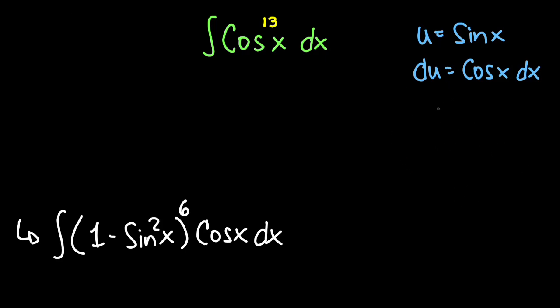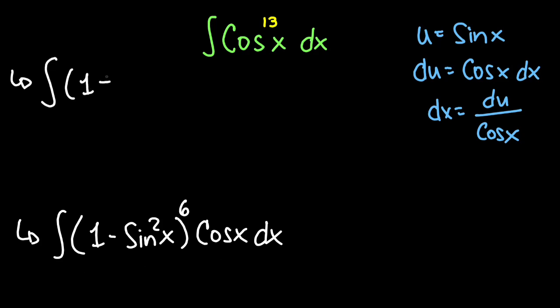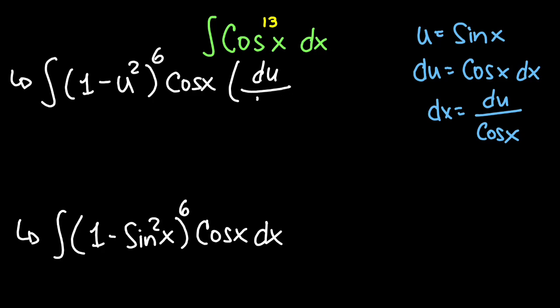And the last step in here would be to isolate dx. So which means transposing cosine of x to the other side, which makes this du over cosine of x. Now that we have this value, we can now substitute it into here, which makes this the integral of 1 minus sine squared of x here would be equal to u squared to the power of 6, and copy cosine of x, and dx right here would be equal to du over cosine of x. You can see here that cosine of x would cancel, which leaves you with du.